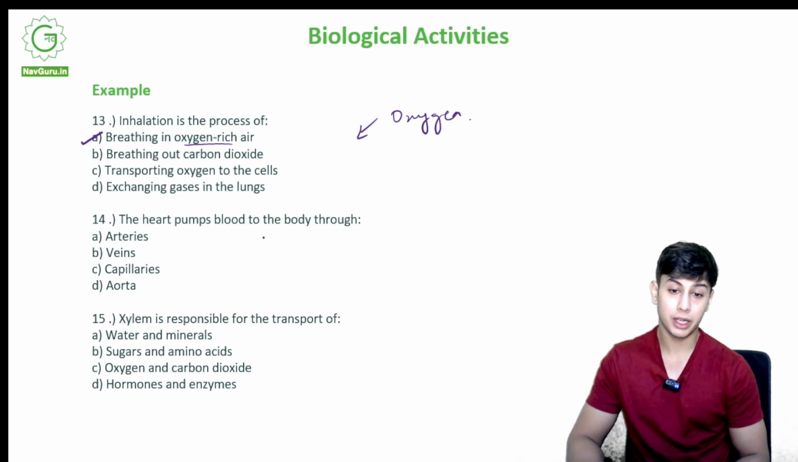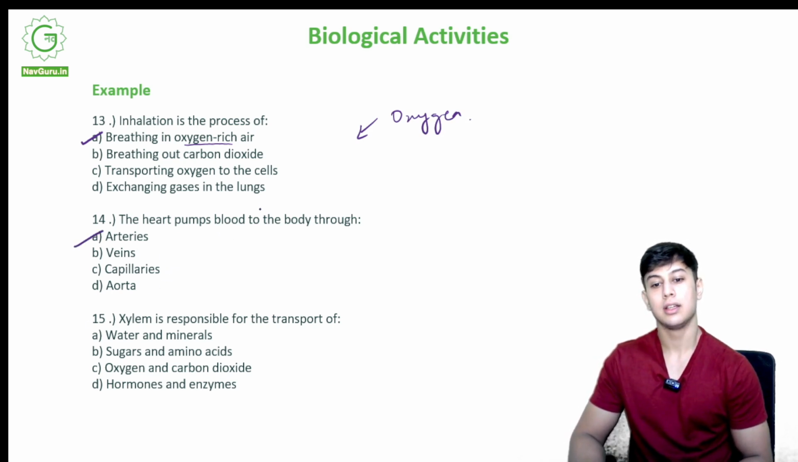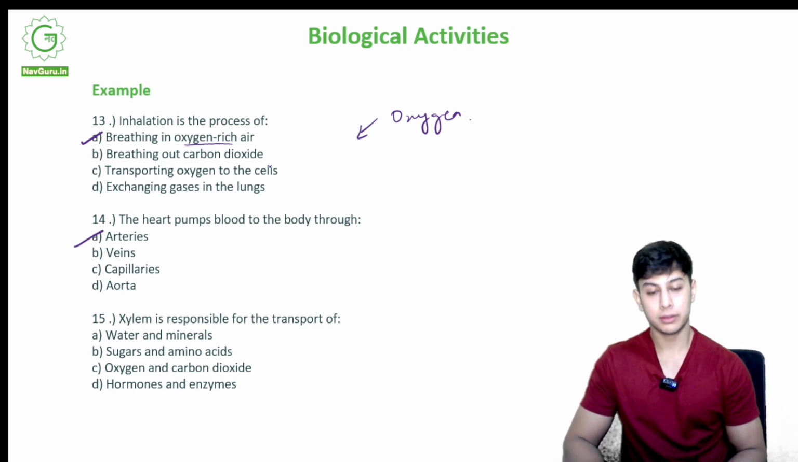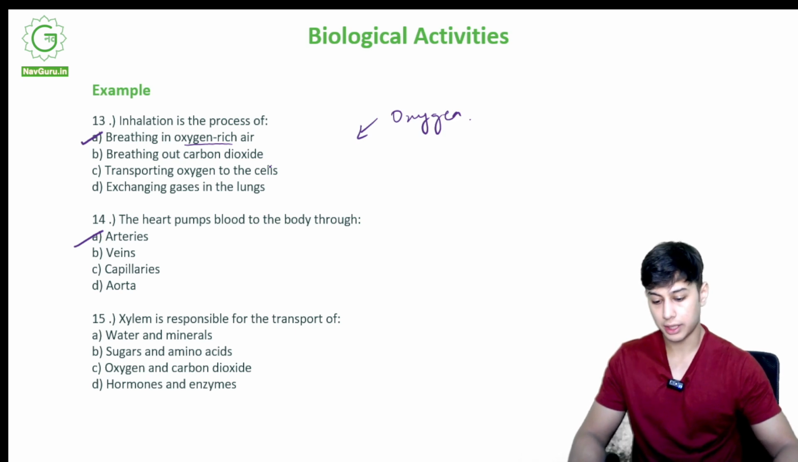Heart pumps blood to the body through arteries, veins, capillaries, aorta. Correct option is A, arteries. Alright, we are getting blood from our heart through the arteries.